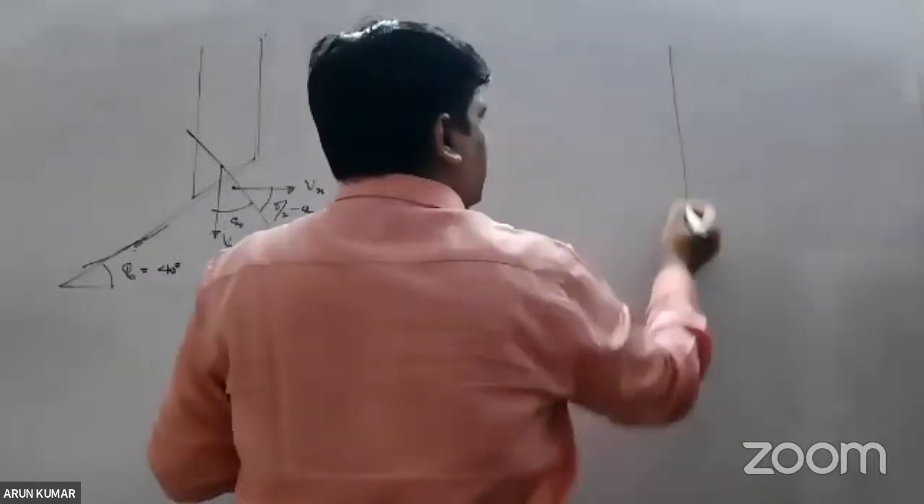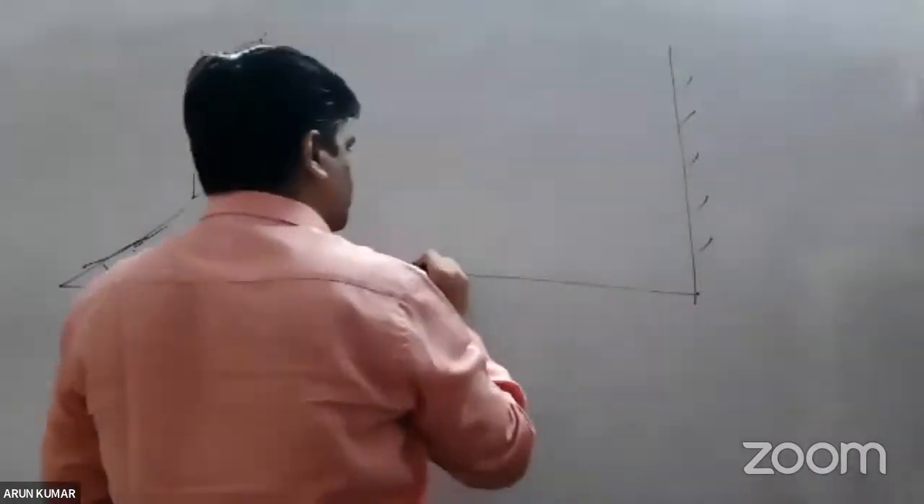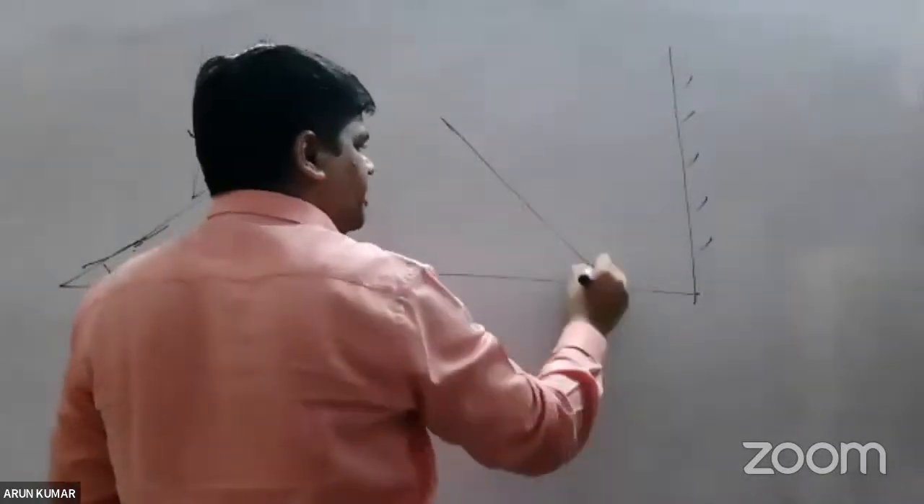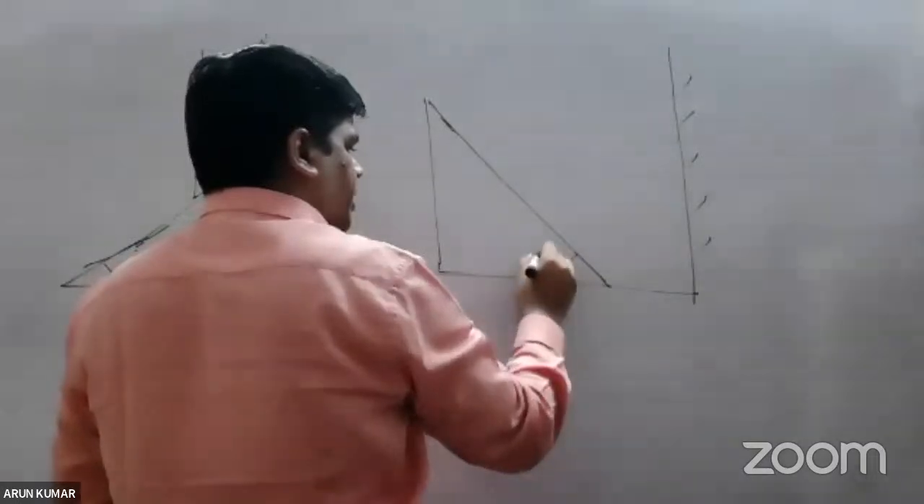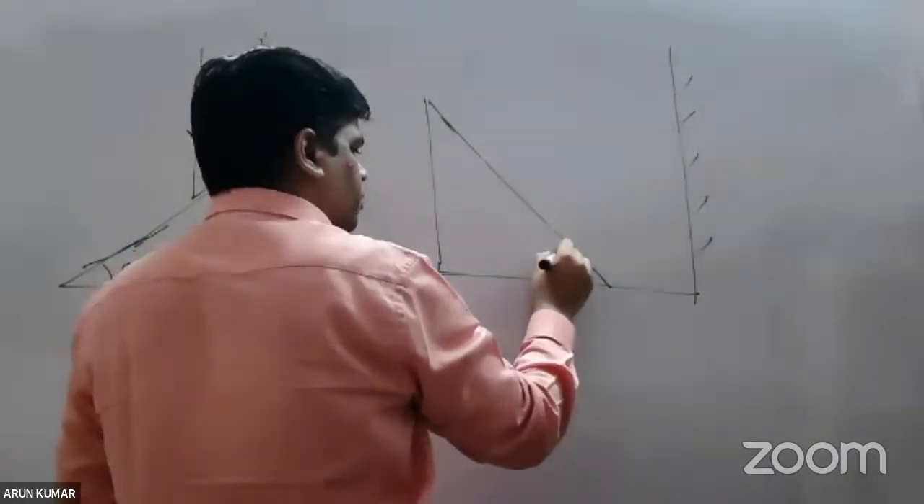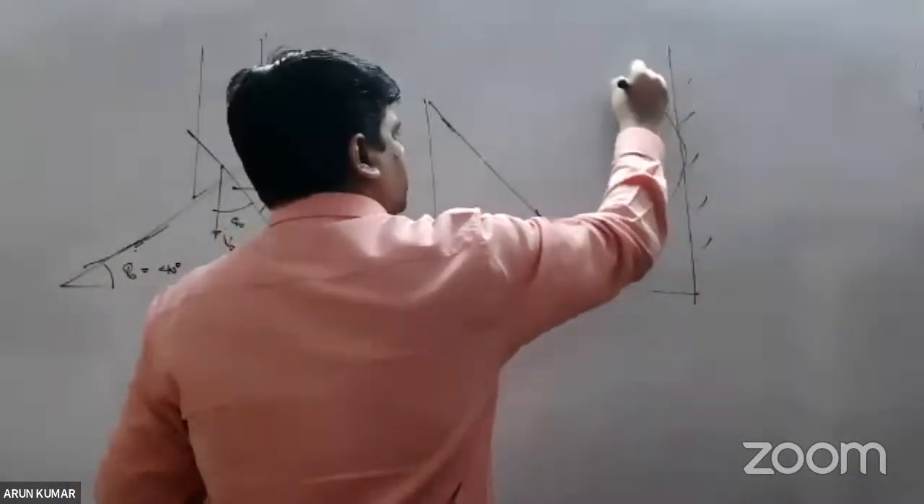This is a vertical wall. This is a horizontal surface. There's a wedge like this at an angle of 45 degrees. And I've got a cylinder like this.